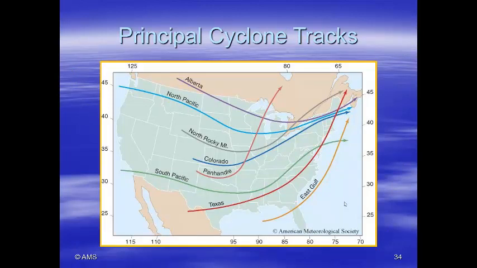So here we see some principal cyclone tracks and where they form, and most of their paths converge somewhere up around the northeast.